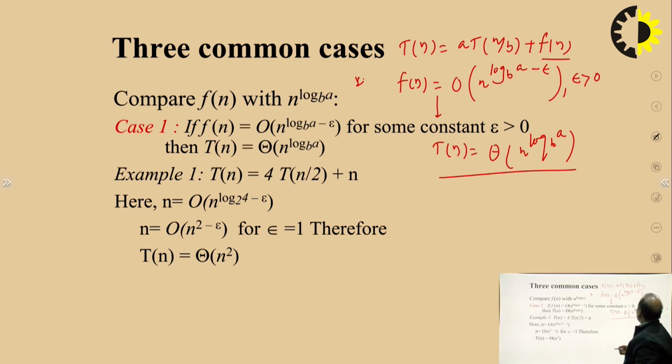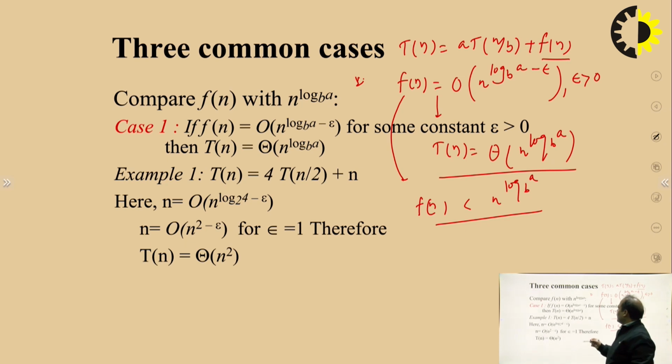In fact, we are just going to compare whether f(n) is less than n to the power log a base b. This is the shortcut method. So for example, see this T(n) is 4T(n/2) + n. So f(n) is n here, clear? And we have big O of n to the power log a, where a is 4 and b is 2, minus epsilon. So now the left hand side is n, the right hand side is n to the power 2 minus epsilon.